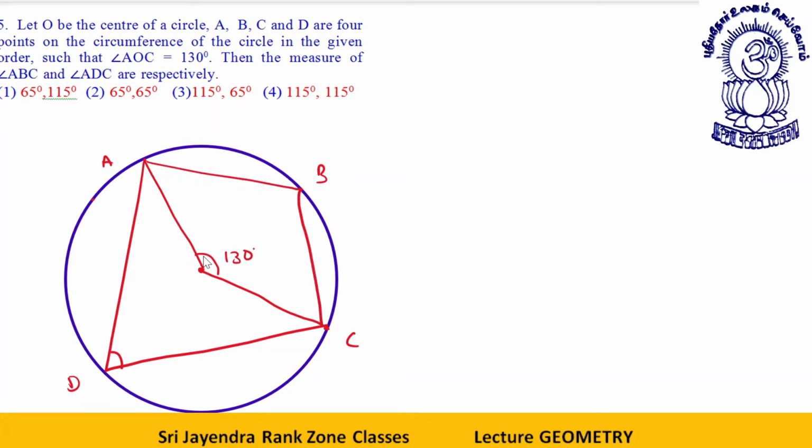Okay. If this is 130 degree, this is at the center. What will be the angle at this side? It will be half of this. That will be 65 degree. Okay, dear student, that will be 65 degree.